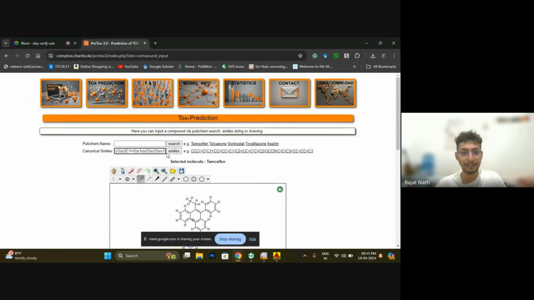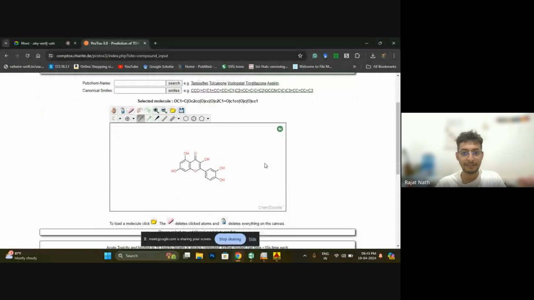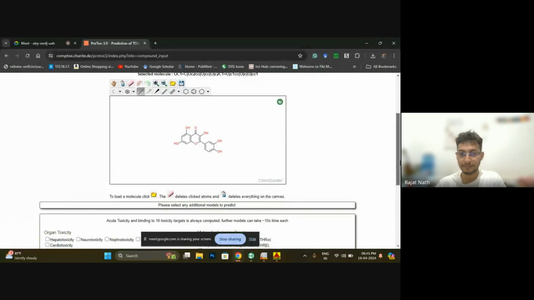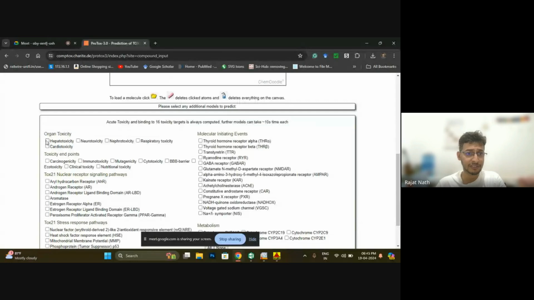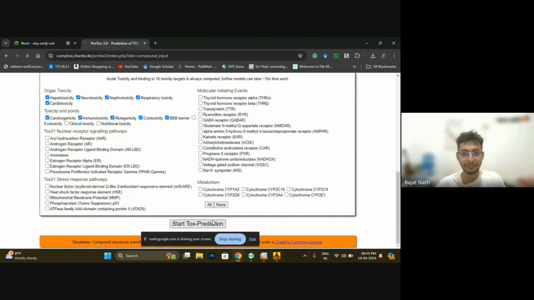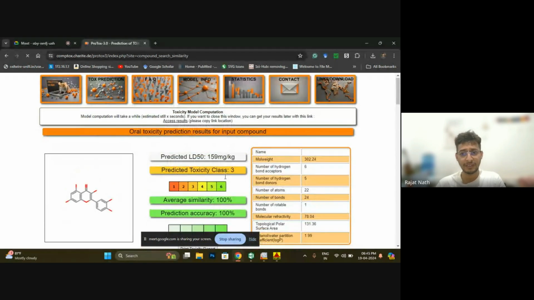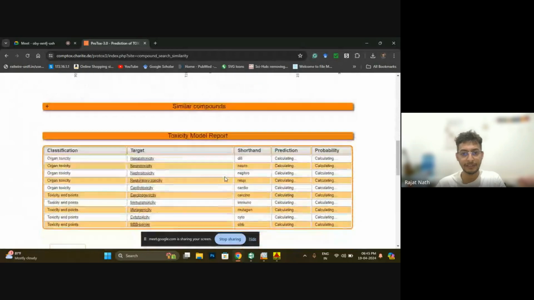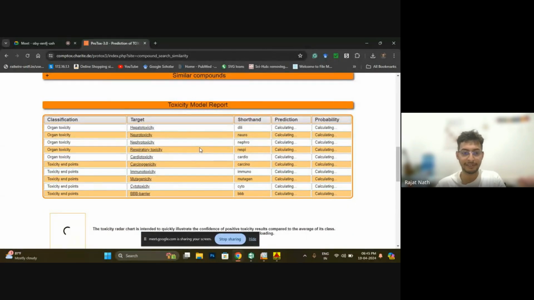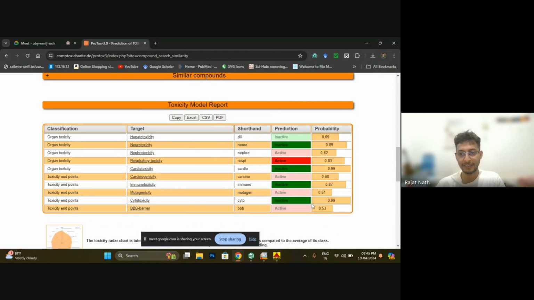Just paste the canonical smile. Click the smile. Then select the organ toxicity. Just check all the boxes, whatever you are required. Then click start tox prediction. It will give the toxicity result. In prediction, it is showing the calculating. So this is the toxicity result of this compound.